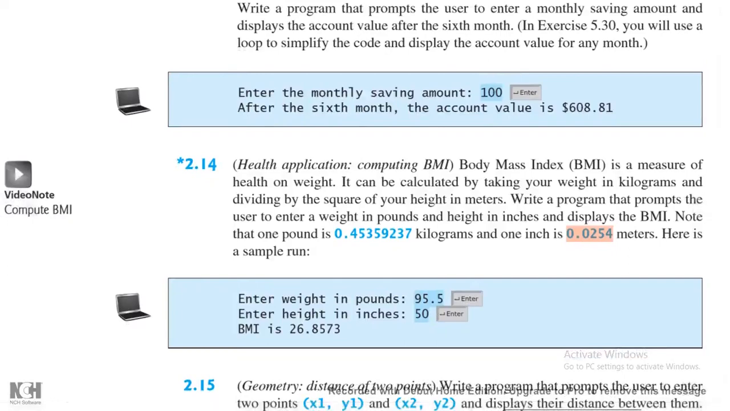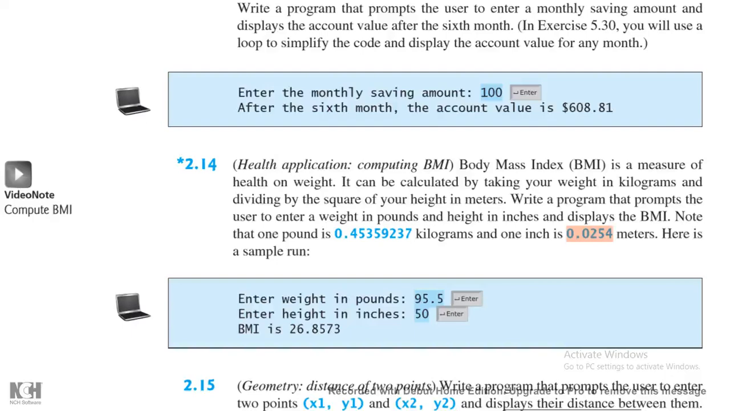It's a health application. What we're doing is we're computing BMI. So body mass index is a measure of health on weight. It can be calculated by taking your weight in kilograms and dividing by the square of your height in meters. Write a program that prompts the user to enter a weight in pounds and height in inches and displays the BMI. Note that 1 pound is that many kilograms and 1 inch is that many meters.